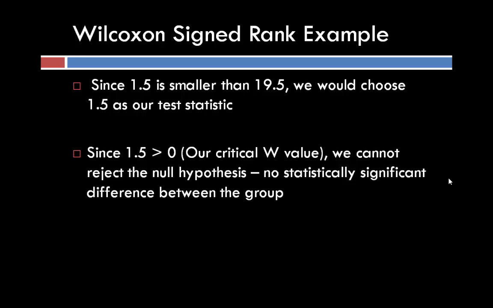Now we compare our test statistic with our W value, our critical W value. Since 1.5 is greater than 0, which is the value we found from the table, we cannot reject the null hypothesis. So there is no statistically significant difference found between the two groups.